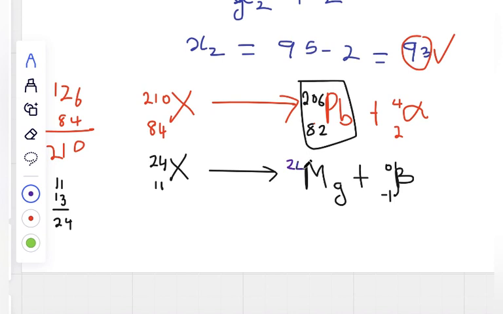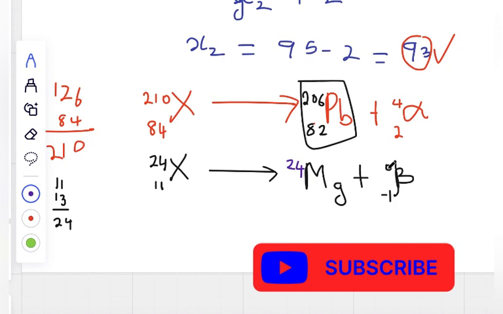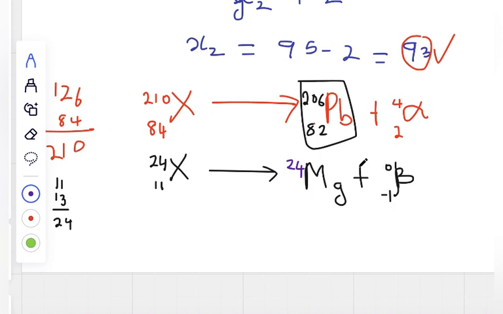Here will be 24. Why? Because 24 plus 0 equals 24. You know the sum of the mass on the left must be equal to the sum of the mass on the right. So 24 equals 24 plus 0, which is 24. So this one is balanced for the mass on top.